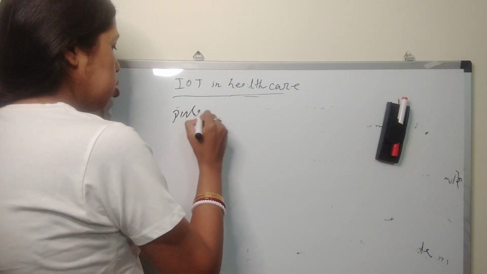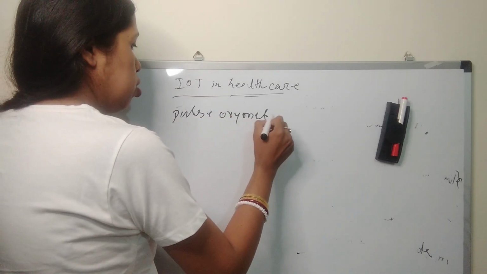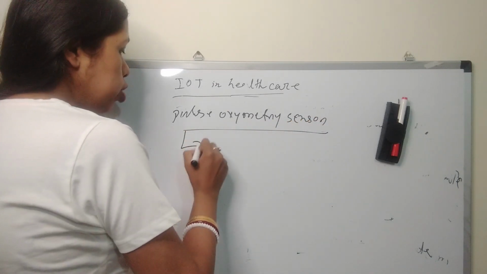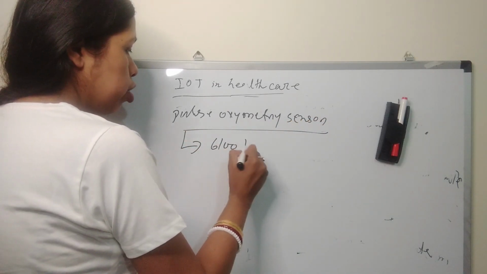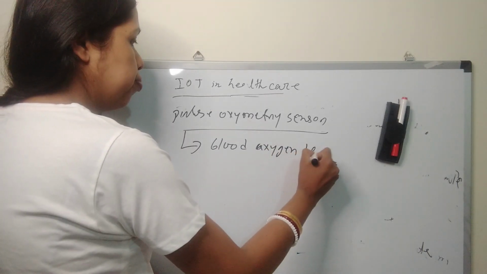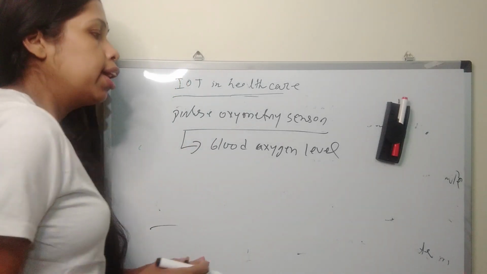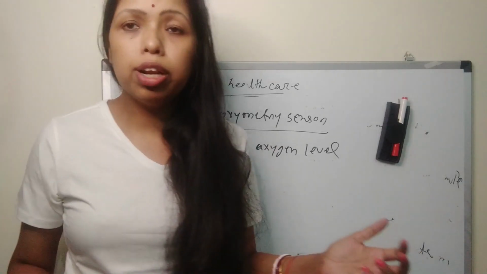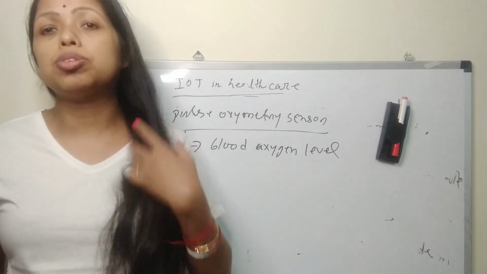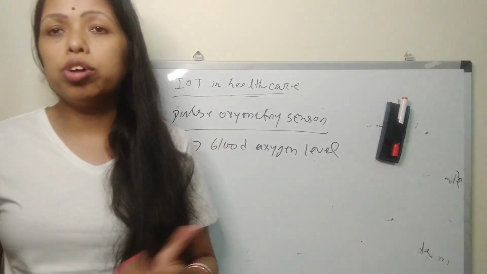Pulse oximetry sensor, which gives the blood oxygen level. It measures the blood oxygen level, and this gives a sign of the respiratory function, whether the respiratory function is working properly or not. So from the blood oxygen level you can calculate it.